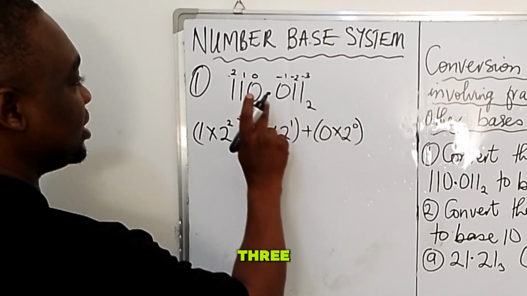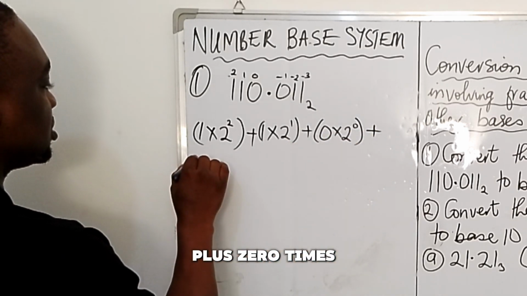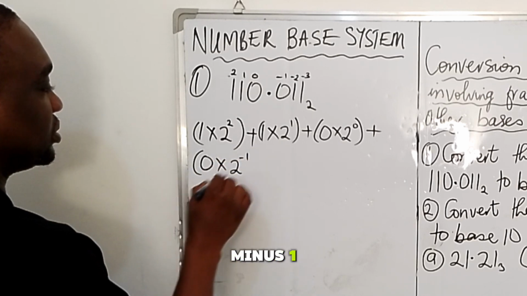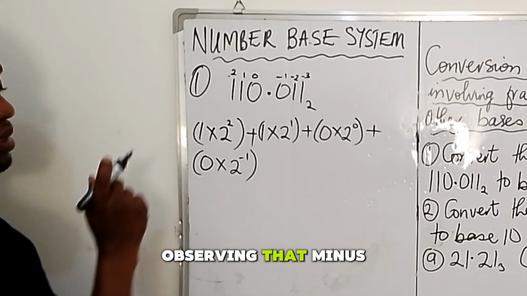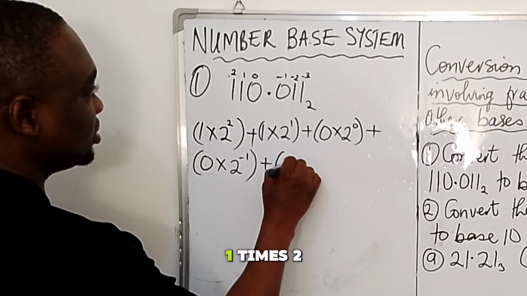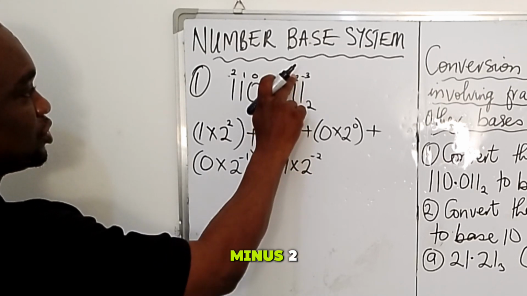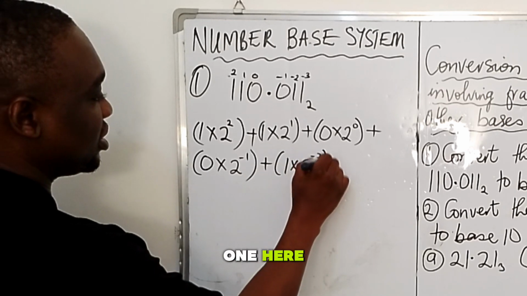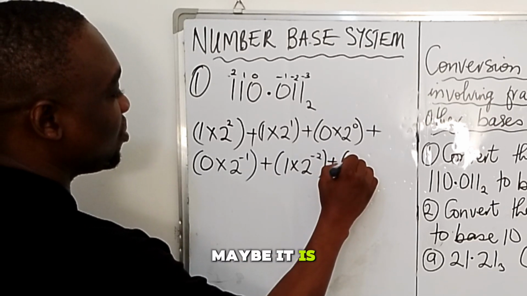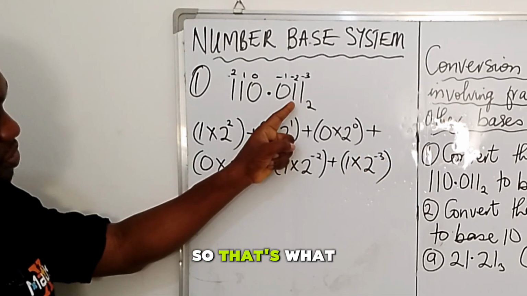So I've done the first 3. Then for this next part, watch this. This will be plus 0 times 2 to power -1. Observing that -1 there. plus 1 times 2 to power minus 2, observing this minus 2 that's above the 1 here. Then lastly, but not the least surely, maybe it is 1 times 2 to power minus 3. So that's what I'm doing here.